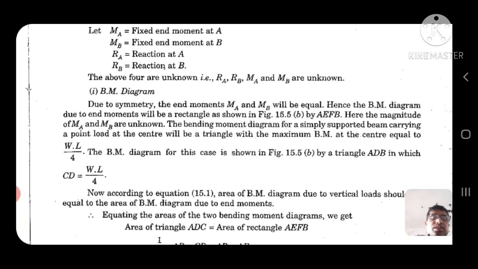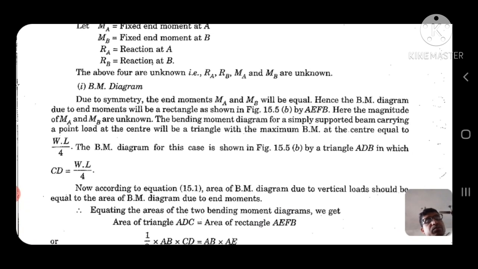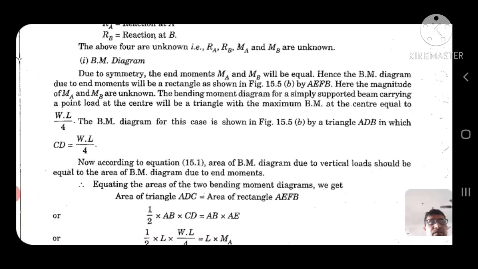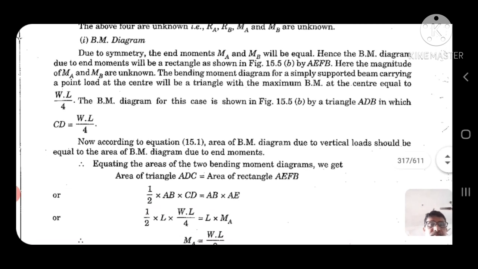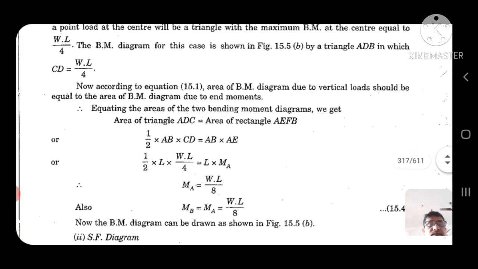Bending moment diagram: due to symmetry the end moments MA and MB will be equal. Hence, the bending moment diagram due to the moments will be a rectangle. Here, the magnitude of MA and MB are unknown. The bending moment diagram of a simply supported beam carrying a point load at the center will be a triangle with the maximum bending moment at the center equal to WL by 4. The bending moment diagram for this case is a triangle ADB, in which CD equals WL by 4.